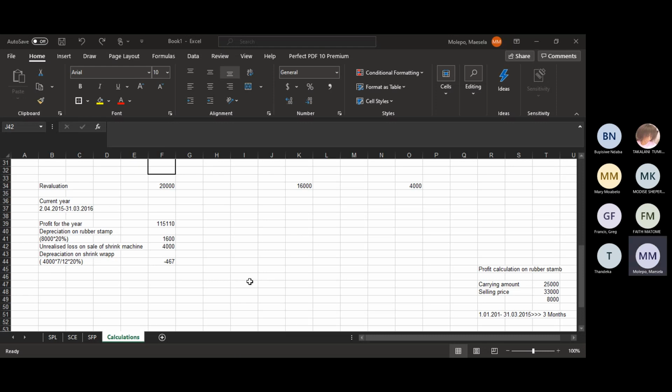So Modise, if you want this information, I will send it to you via email, based on the presentation which was made on the classes for the 14th and the 21st August.